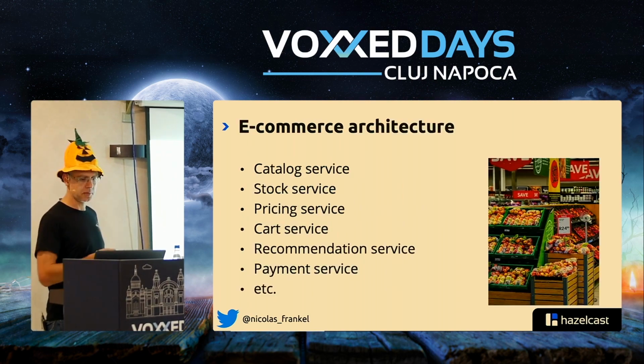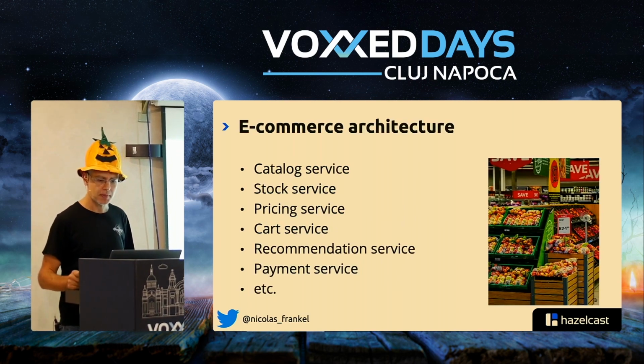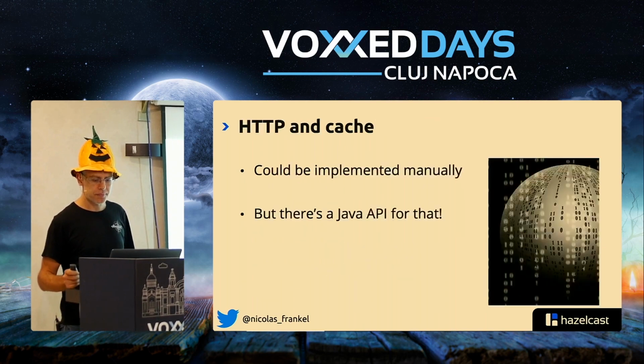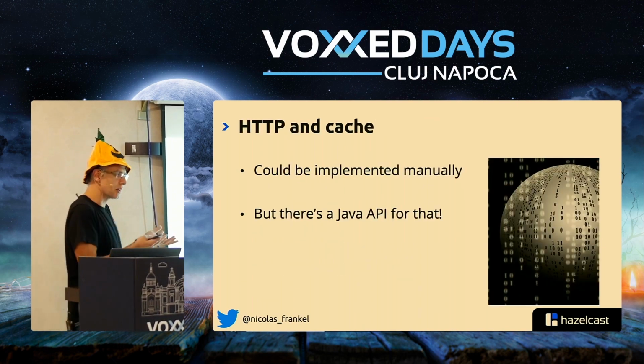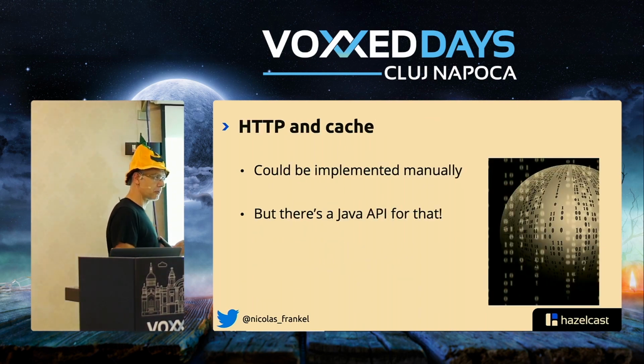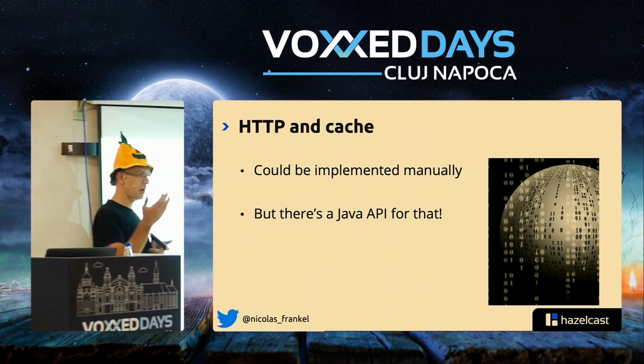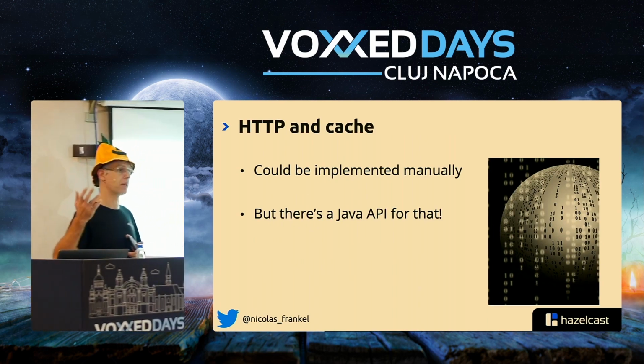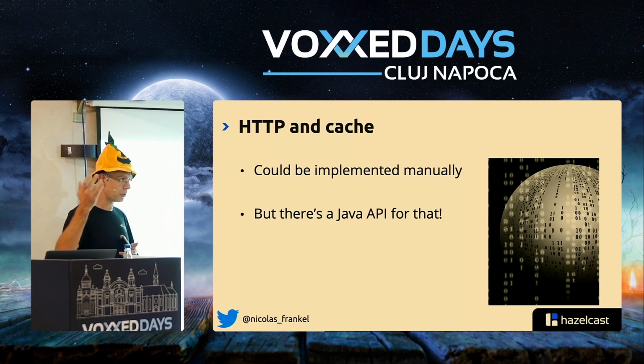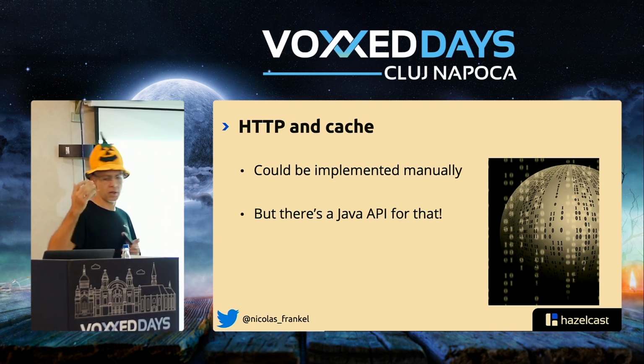So again, with my e-commerce architecture, that's all the services that I mentioned previously. And then the caching on the HTTP side could be manual. You could write your own cache, but you might know that there is an API for that, JCache. Are you already using JCache? OK, that's fine.